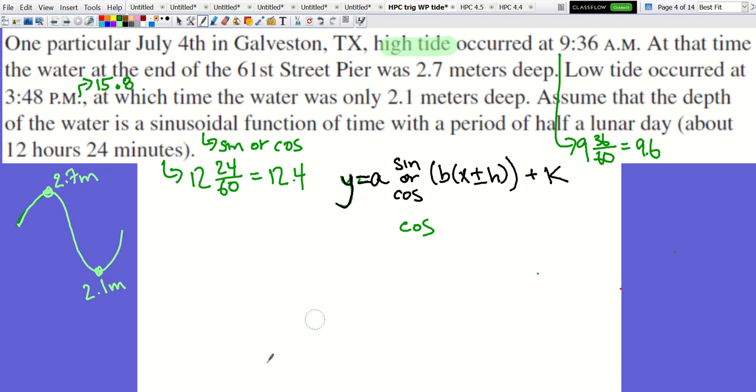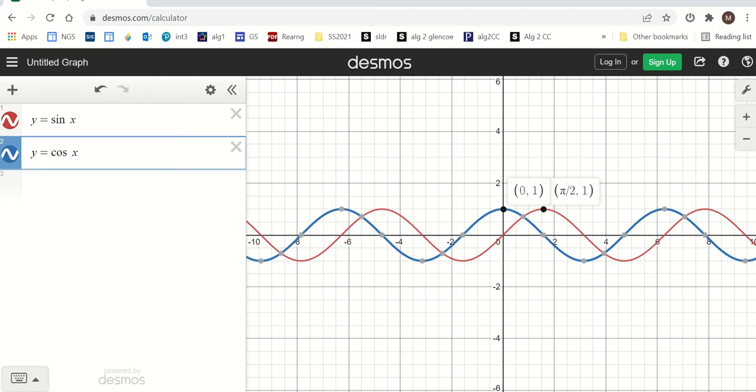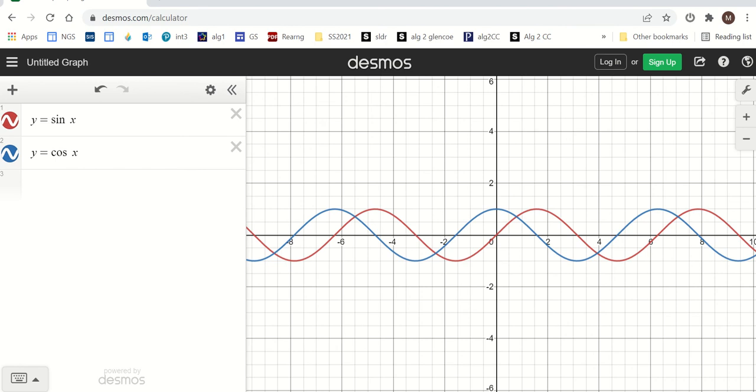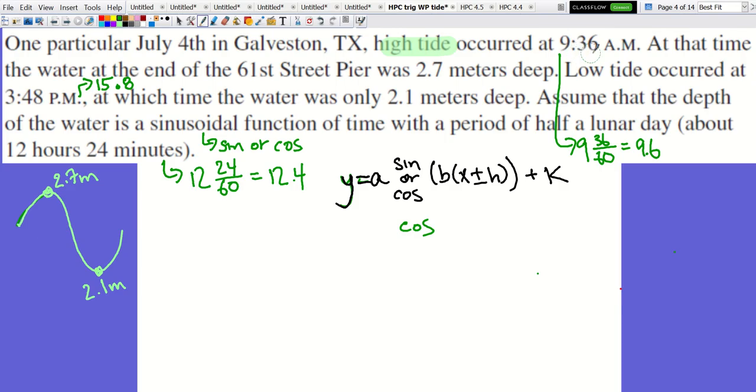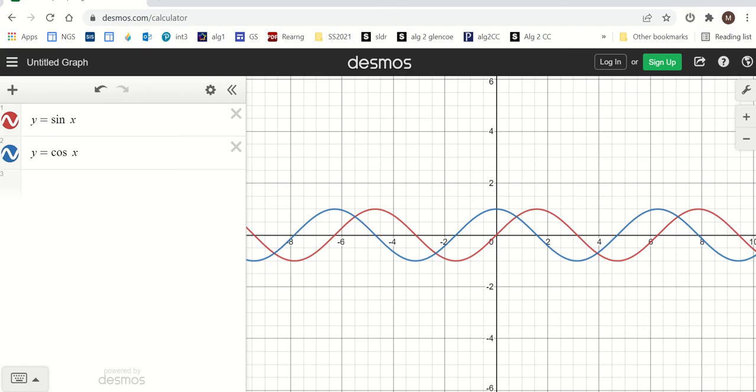Now, if you go back to this here, this high tide starts at 0, and in terms of time in the day, 0 is 12 a.m. But high tide, according to the problem, started at 9:36 a.m., or 9.6. So really, we need to somehow move this high tide over to 9.6. We need to shift this 9.6 units to the right.